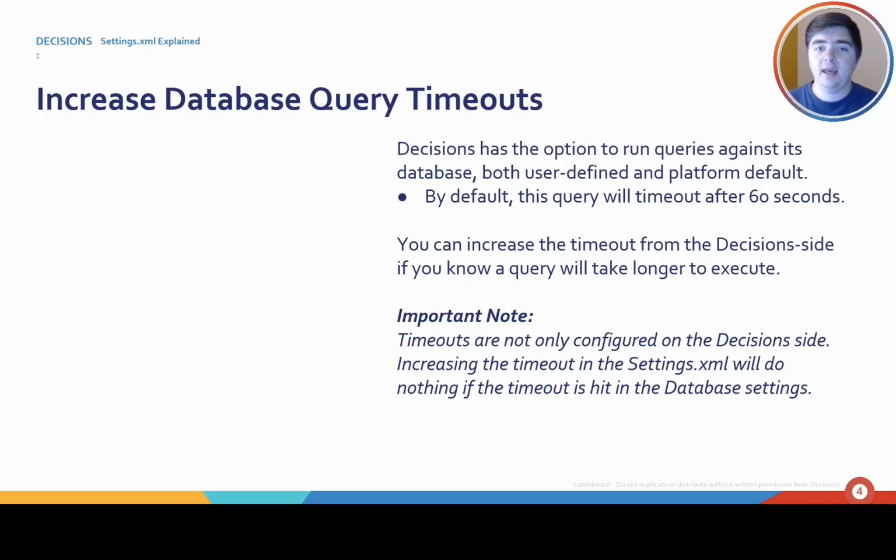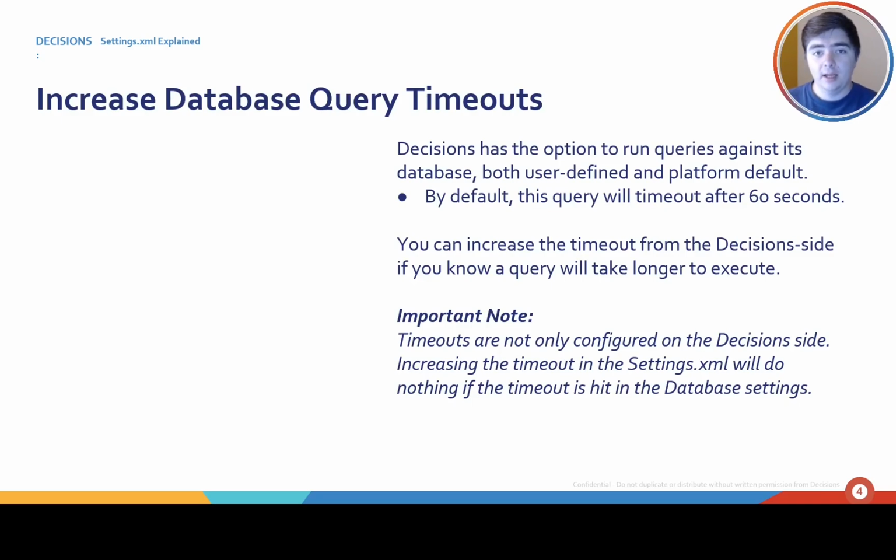However, you can increase this timeout from the Decisions side if you know a query is going to take longer to execute. For example, if you have a scheduled job that maybe runs once a month that performs a lot of updates to that database, and you know it's going to take longer than 60 seconds to perform those updates, you may want to consider increasing this timeout.